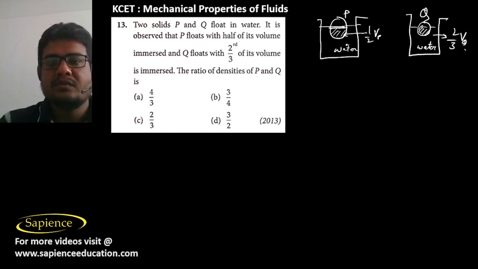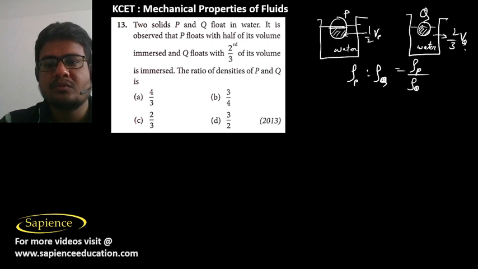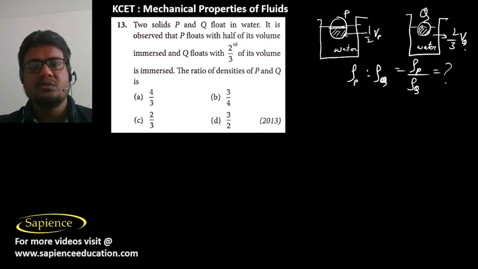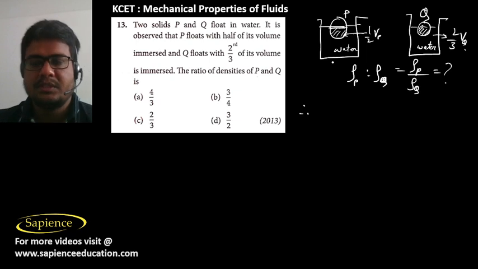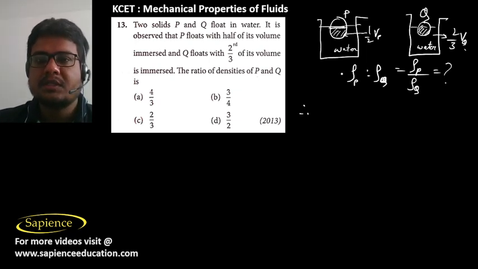Then the ratio of the densities of P and Q, that is rho P by rho Q, is what we have to find. So we can say that when any object is floating, the weight of the solid should be equal to the upthrust, that is the buoyancy force.